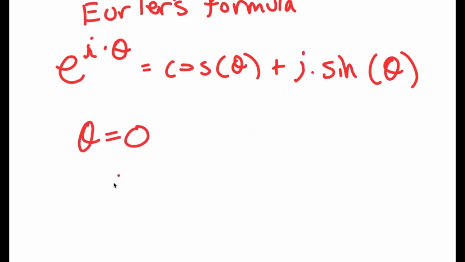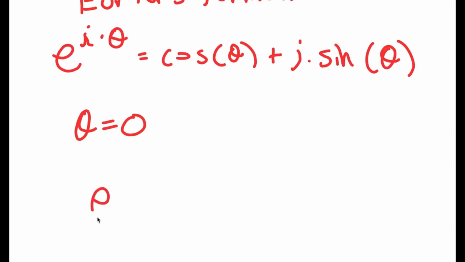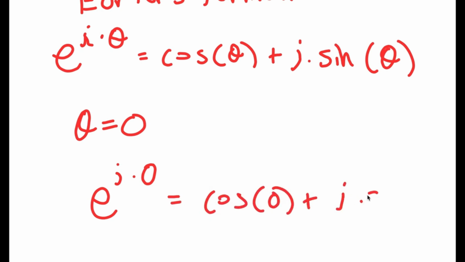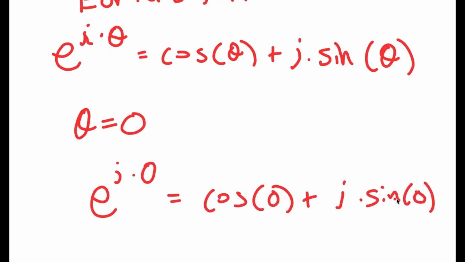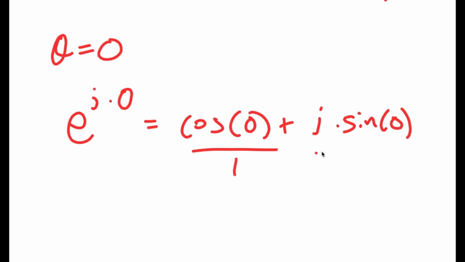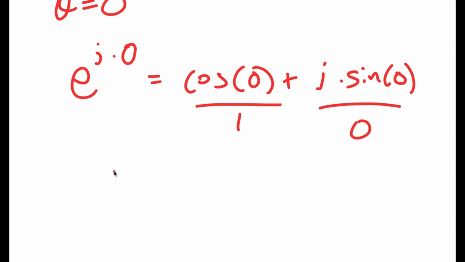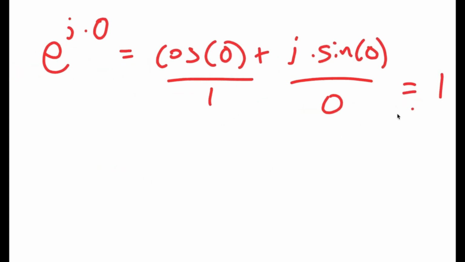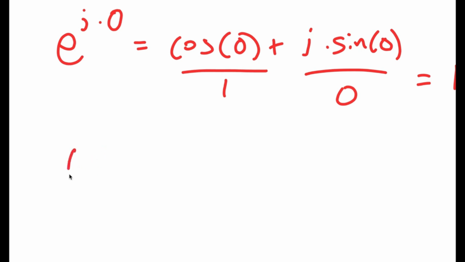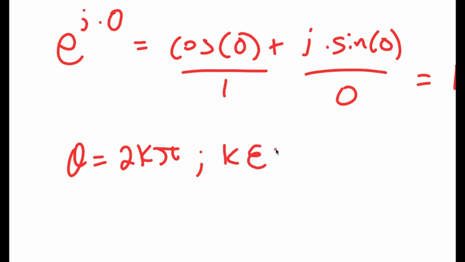Say that theta equals 0. So now I get e to the power of i times 0 is equal to cosine of 0 plus i times sine of 0. Cosine of 0 is 1 and sine of 0 is 0. So I get this all is equal to 1. Now, what if we say theta is equal to 2k pi? And k is just a substitution for all real numbers.